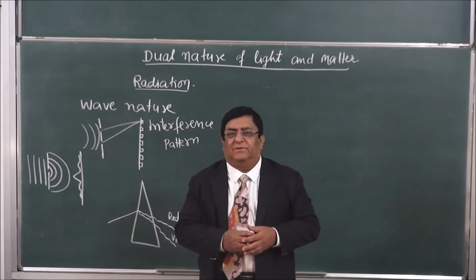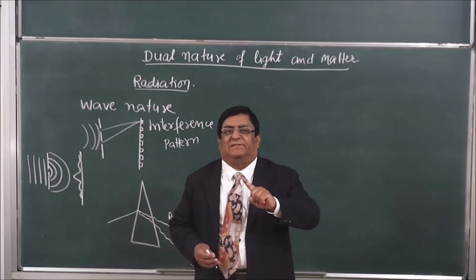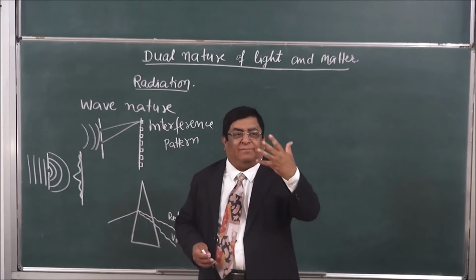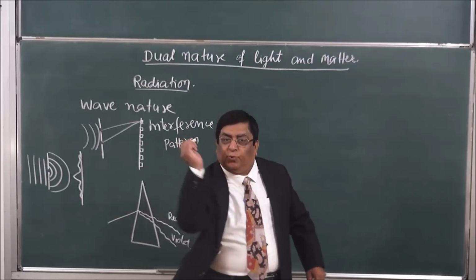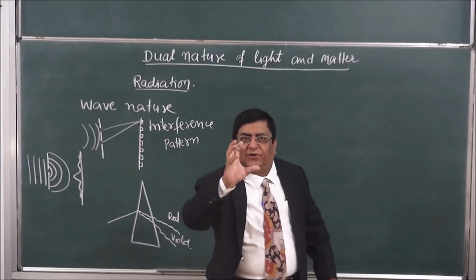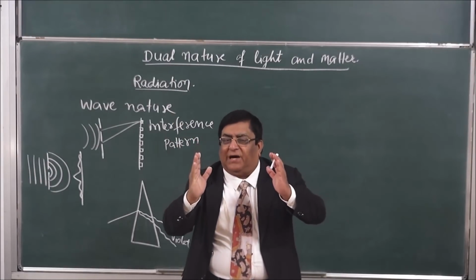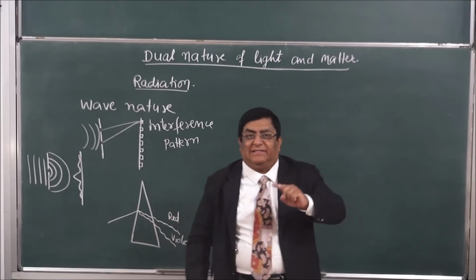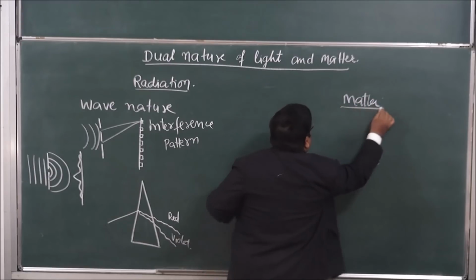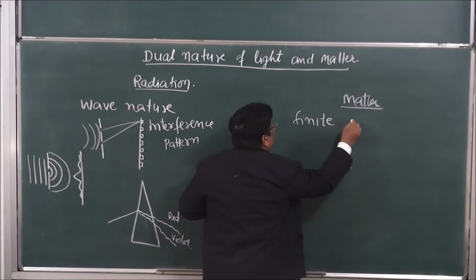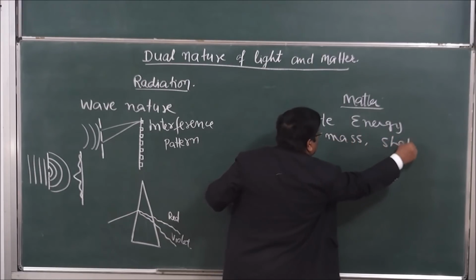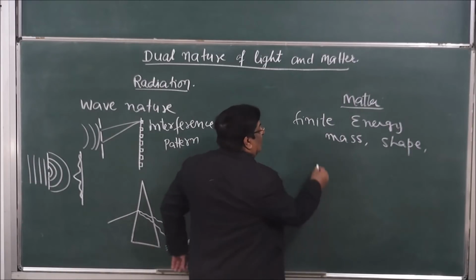The nature consists of two types of things. Number one is material, what we are able to see, which has got mass, which has got volume, which can be seen and which can be thrown and it will go like a bullet. It has got a finite volume, it has got a shape, and it will go with a finite mass and with a finite energy. This is material, we call it matter. Finite energy, mass, shape, and this moves in a straight line.